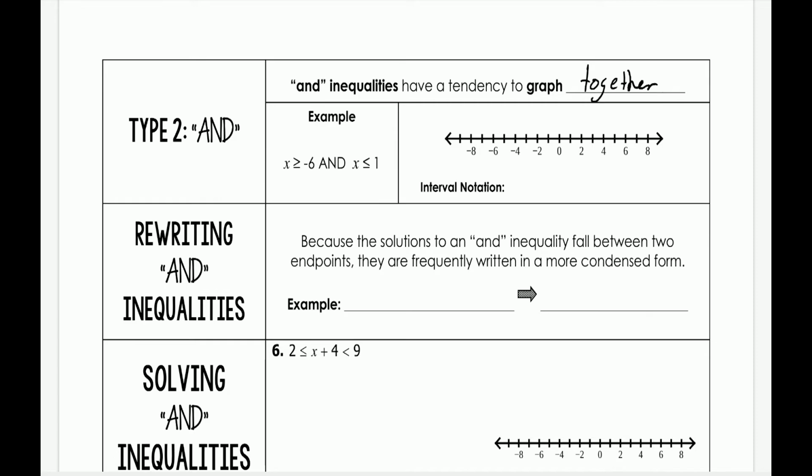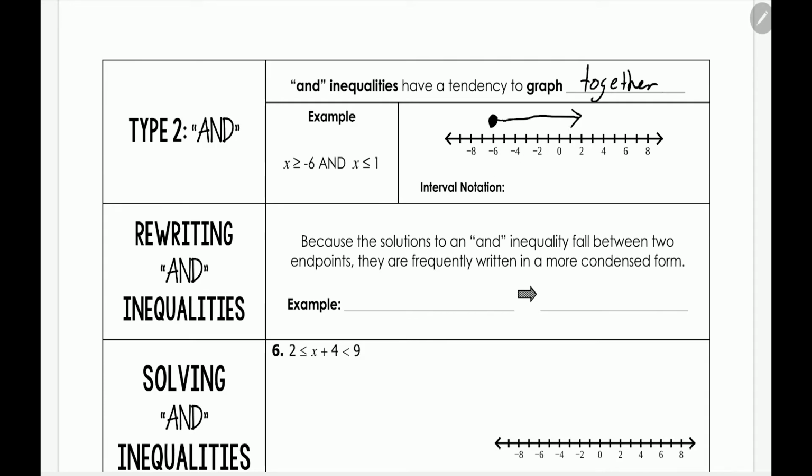So let's look at our example. X is greater than or equal to -6, and x is less than or equal to 1. So let's start with the first one. X is greater than or equal to -6. So we go to -6. We have a closed circle because it's greater than or equal to. And then since we have a greater than or equal to symbol, we are looking for the numbers that are greater than -6. So that means that we're going to be drawing to the right.